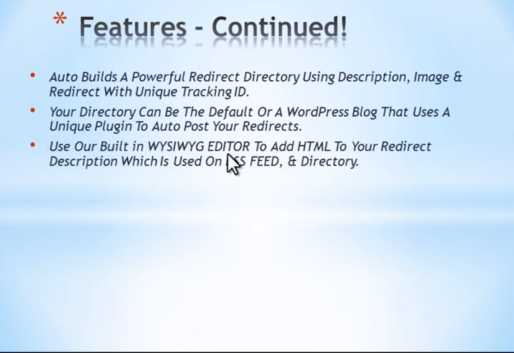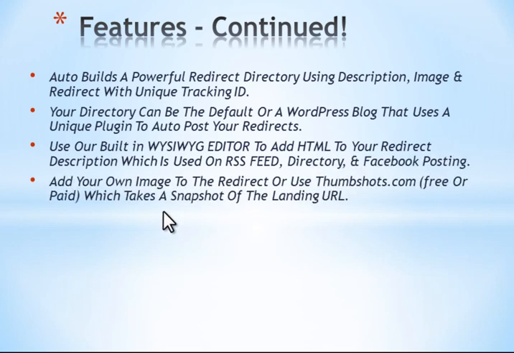We have a built-in WYSIWYG that you can add HTML to your redirect descriptions, and it's used on the RSS feed and your directory. Okay, so you can add some style to it. You can add your image to a redirect using thumbshots.com, which takes a snapshot of the landing URL. Okay, and it will use that as the image, and so you don't have to set any image if you use this. It's free or paid. I recommend the paid, but it's very, very cheap, and it takes a snapshot, like I said, of the landing URL.